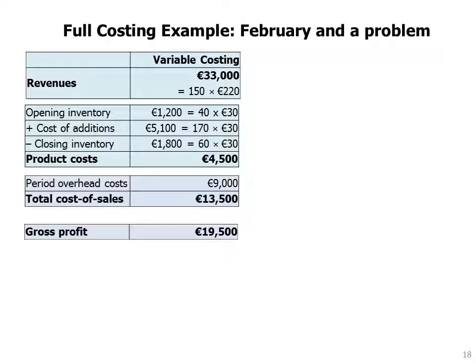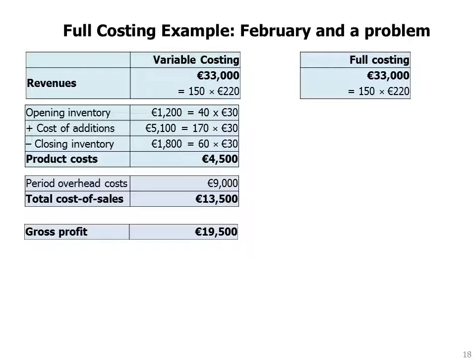So let's move on to February. So the key difference from January is that the number of units sold is unchanged, but the number of units produced is 170 versus the planned production of 150. So there's an increase in the inventory at the end of the period from 40 to 60.